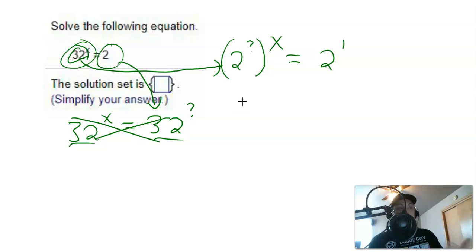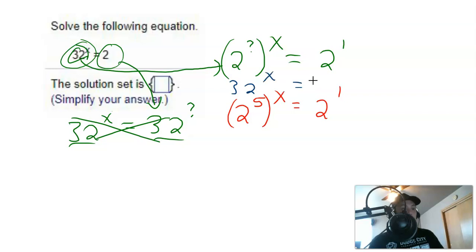And again, you might have to check on your calculator till you find one that works, but you should eventually find that 32 is 2 to the 5th power. And then I'm going to raise that to the x power and set that equal to 2 to the 1st power. So I'm replacing 32 to the x power equals 2. I'm rewriting it like this.